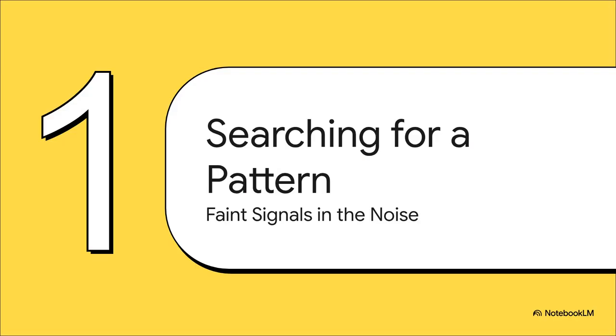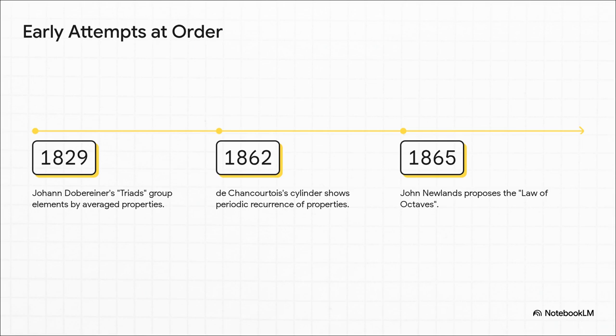So the first attempts to find this order, well, they were like trying to tune in a faint radio signal through a whole lot of static. They weren't perfect, not by a long shot, but they were absolutely crucial because they proved that a pattern was actually there to be found. First up, in 1829, you had Dobereiner, who found these little groups of three he called triads, where one element was basically a mix of the other two. Then you have de Chancourtois, who put the elements on a cylinder and saw that properties started lining up. And in 1865, John Newlands noticed a pattern repeating every 8 elements, kind of like a musical scale.